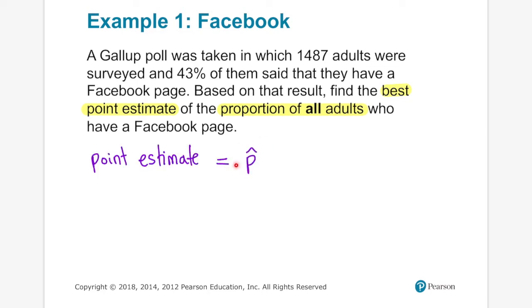P hat is the sample proportion. So in this sample of 1,487 adults, 43% of them say that they have a Facebook page. P hat is 43% because this is the proportion of the 1,487 adults, which is 0.43.